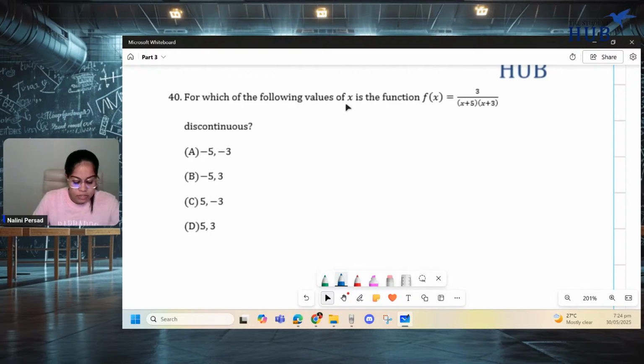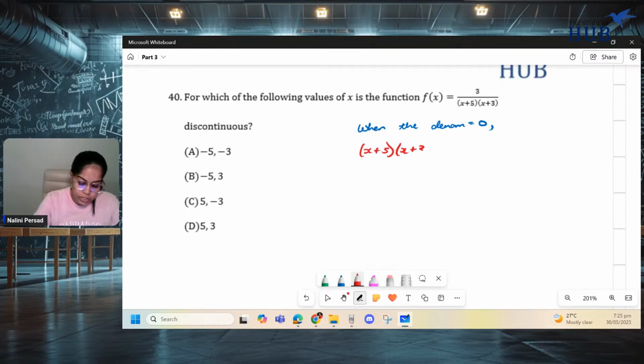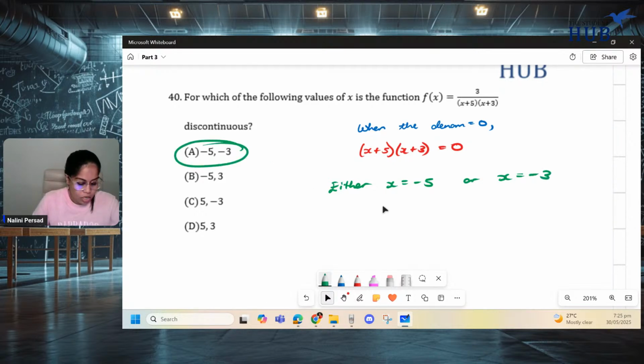Question 40, for which of the following values of x is the function discontinuous? A function is discontinuous when the denominator is equal to 0. So when x plus 5 times x plus 3 is equal to 0. That happens when either x is -5 or x is -3. Option E.